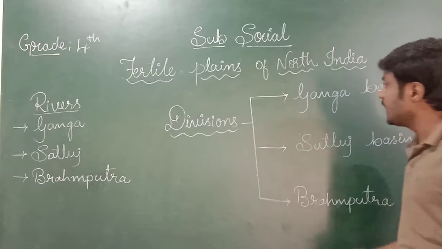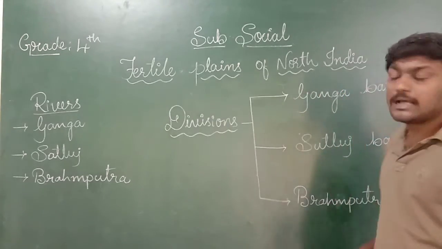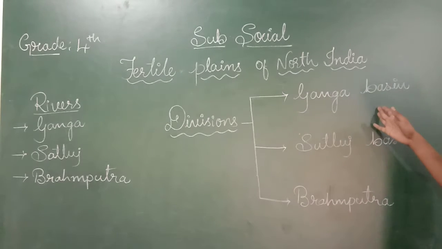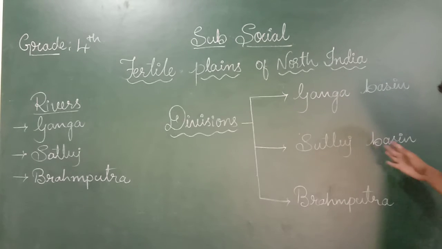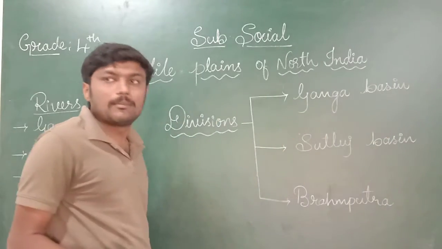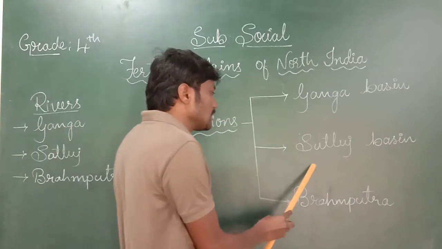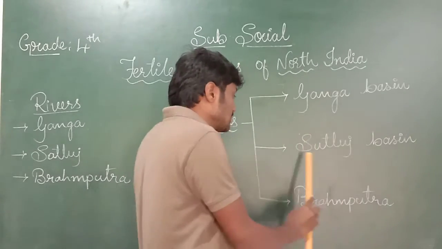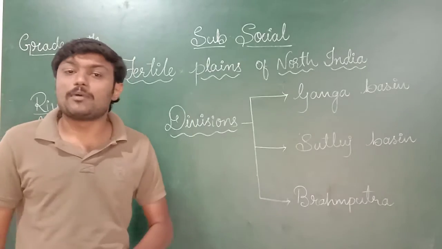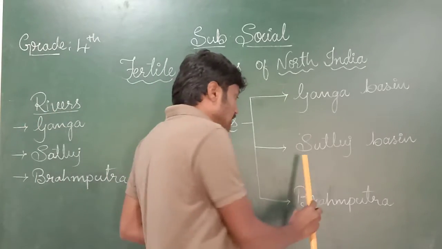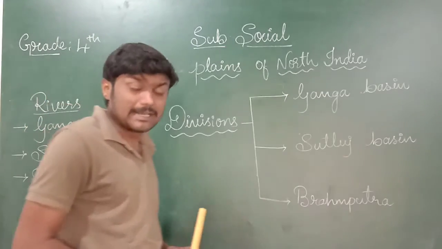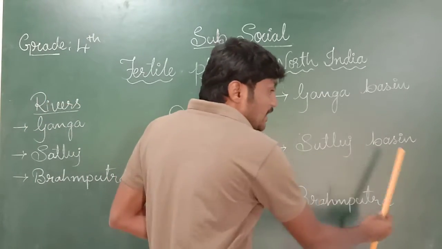I said before that the fertile plains of North India are divided into three important basins: the Ganga basin, the Satluja basin, and the Brahmaputra basin. Today we shall discuss one of the major parts, the Satluja basin. This is an important part because it crosses the international boundary of our country. The river Satluja and its tributaries flow to Pakistan also.